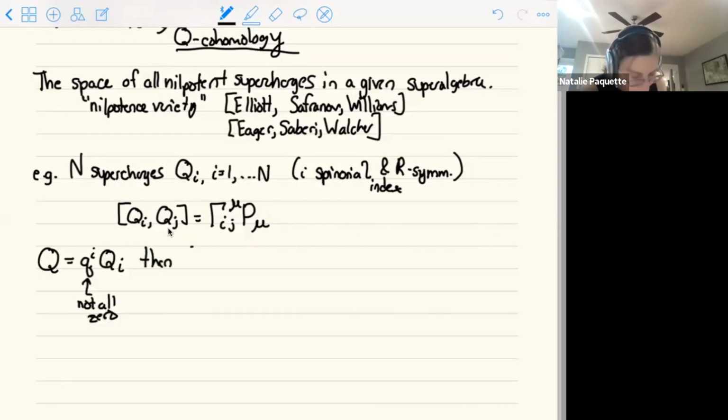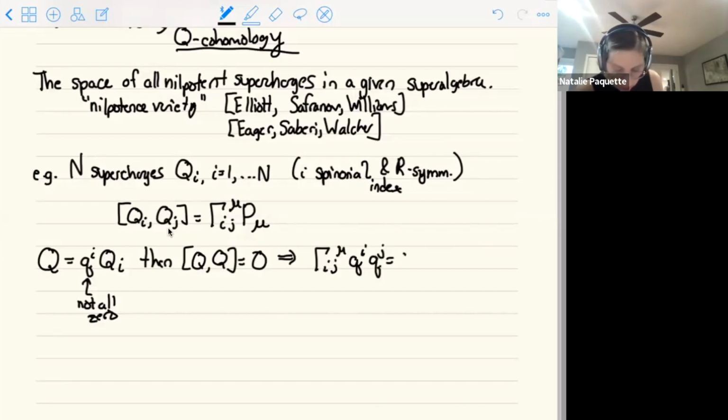then the requirement that you want it to be nilpotent translates to some equations in gamma, q^I and q^J, where mu is, of course, 1 all the way up to however many space-time dimensions you have, 1 to d. So you have d quadratic equations in these coefficients q. These quadratic equations are carving out the space of possible nilpotent supercharges. That's what's called the nilpotence variety. Again, you can look up all of the possibilities.